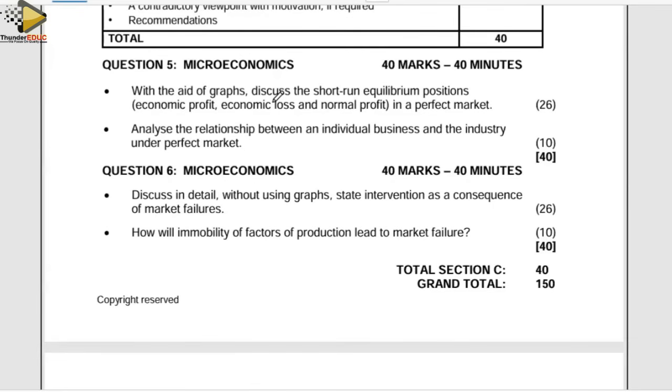But question number 5 is saying, with the aid of graphs, discuss the short run and long run equilibrium positions of economic profit, economic loss, and normal profit in a perfect market. Discuss the short run equilibrium positions. This is for a perfect market. Right. So what I'm going to do here, we are using graphs, and I'm going to draw the graphs for economic profit, economic loss, and normal profit. Then I'm going to explain the graphs.